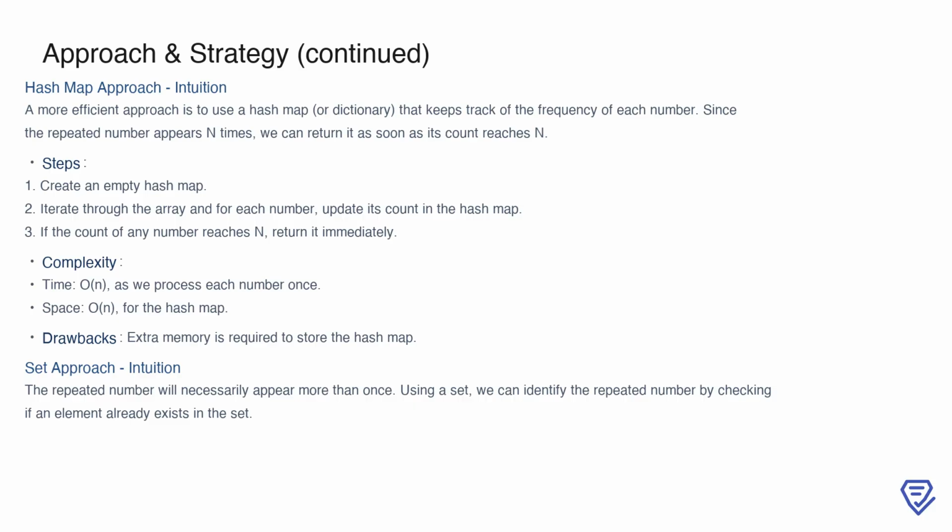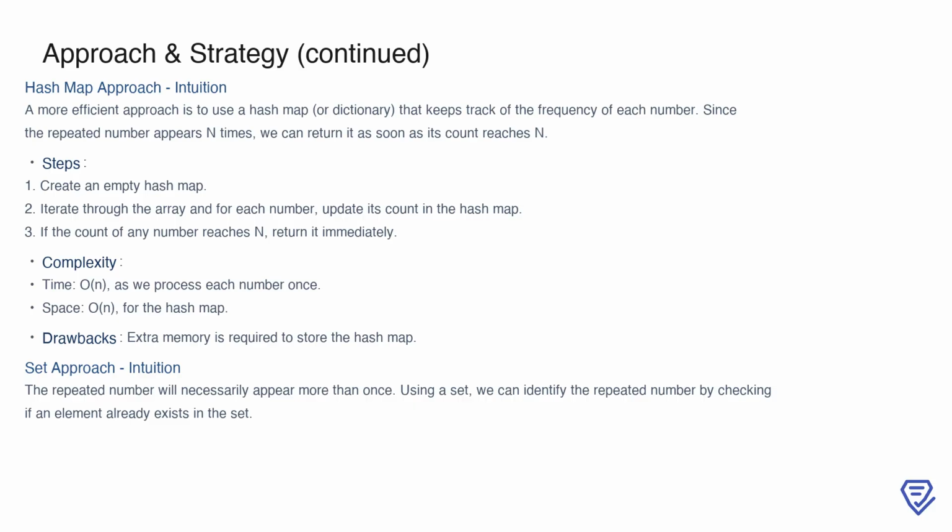First, initialize an empty hash map. Then, for each number in the array, update its count in the hash map. If any count reaches n during this process, we return that number. This approach significantly reduces the time complexity to O(n), as each number is processed just once, and the space complexity is O(n), due to the hash map.